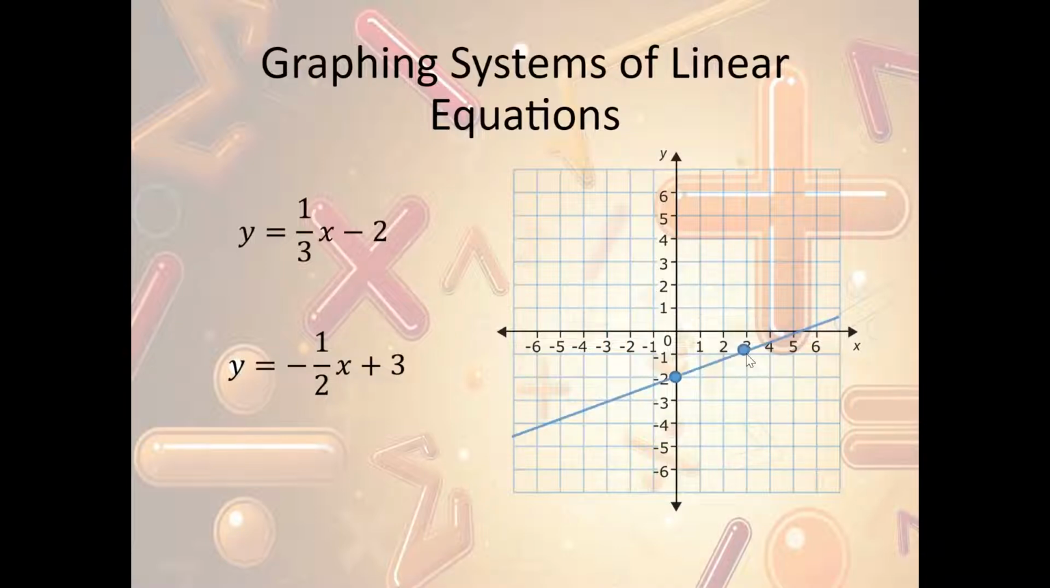Just like we did earlier, that's the same thing we're going to do now. We're going to plot the second line on the same graph. My y-intercept for this one is 3, so I go up 3 and plot my point. My slope is -1/2, so I go down 1, to the right 2, and connect the dots. Notice now I have a point where they intersect, which is right there. That is considered the solution to the system of equations.